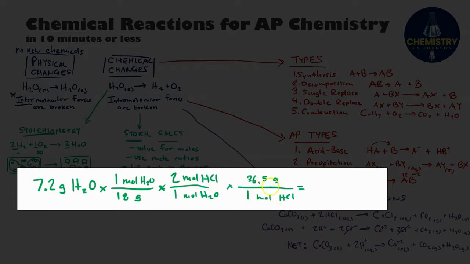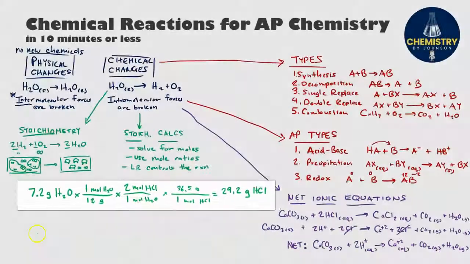And lastly, it's common to convert that mole quantity into something else, maybe grams. This would finish the problem. I would do the math and come up with a final answer of 29.2 grams of HCl that reacted.